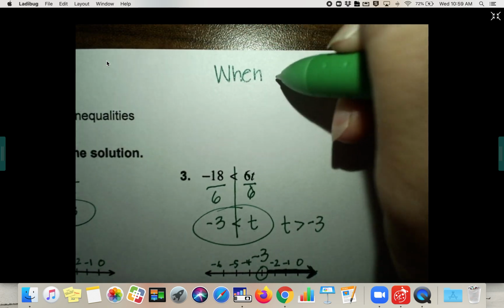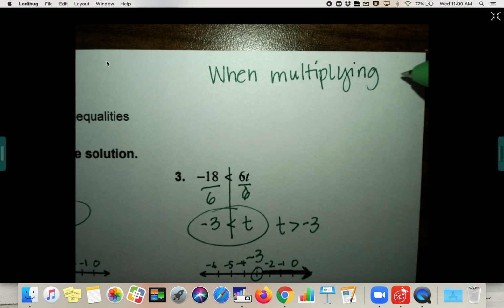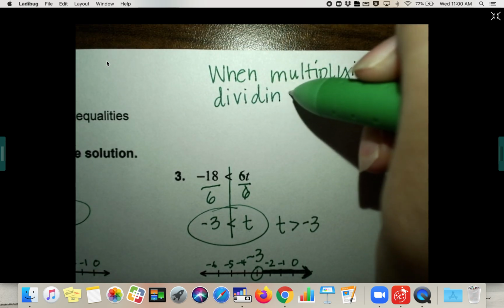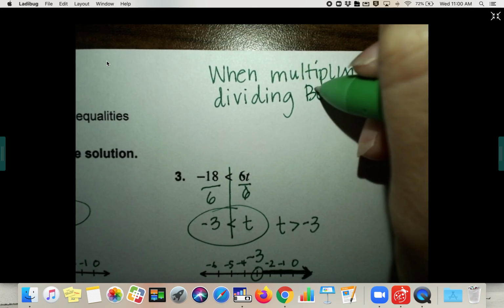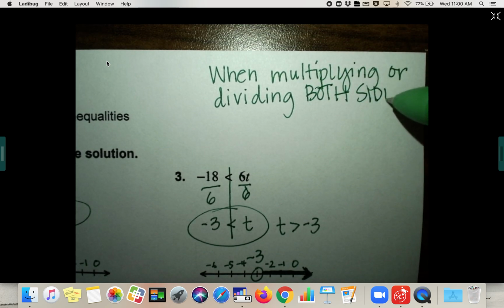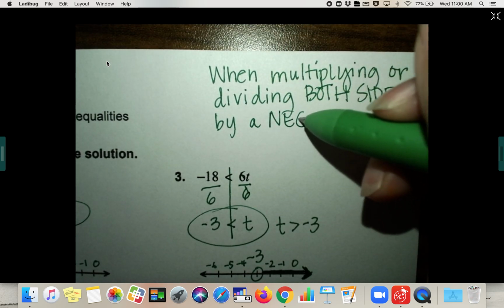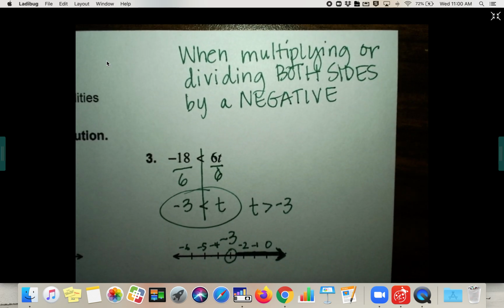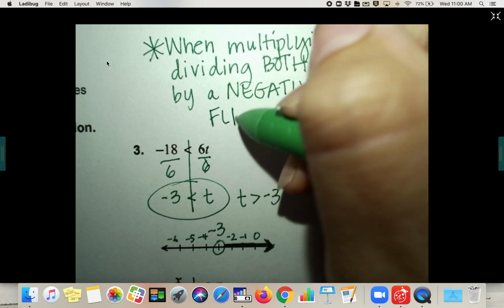When multiplying or dividing both sides by a negative, okay, you ready for what you're going to have to do? When multiplying or dividing both sides by a negative, flip the symbol.